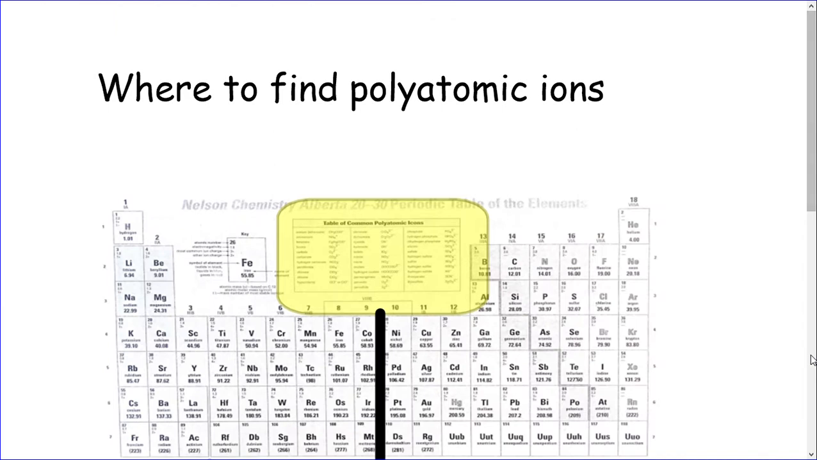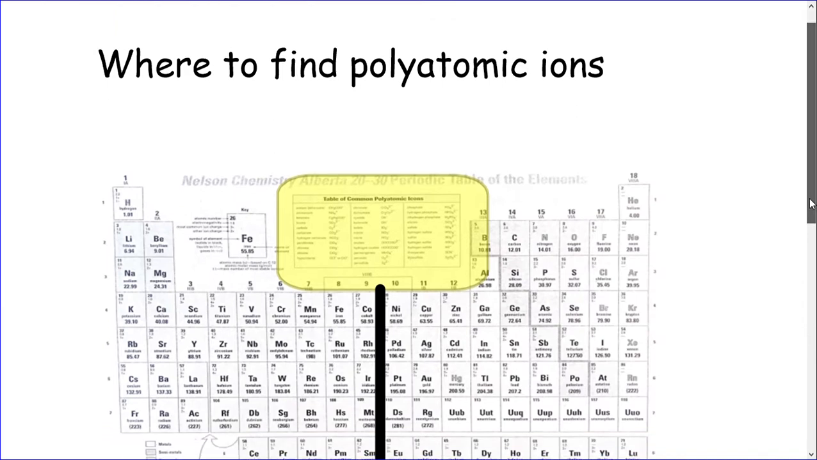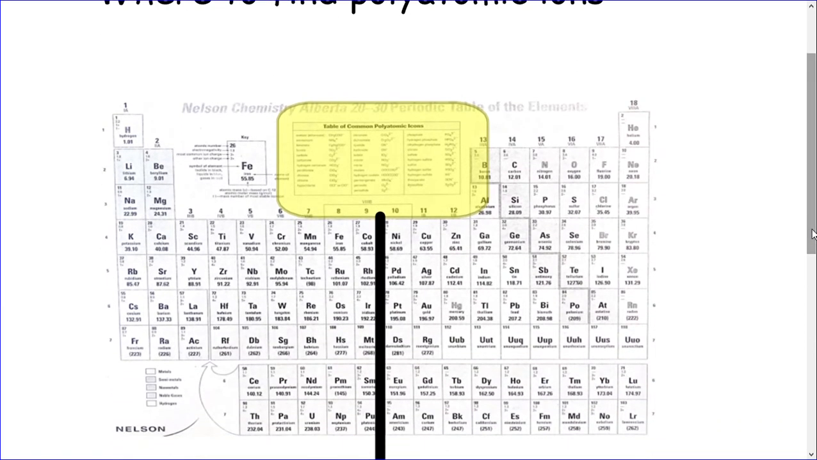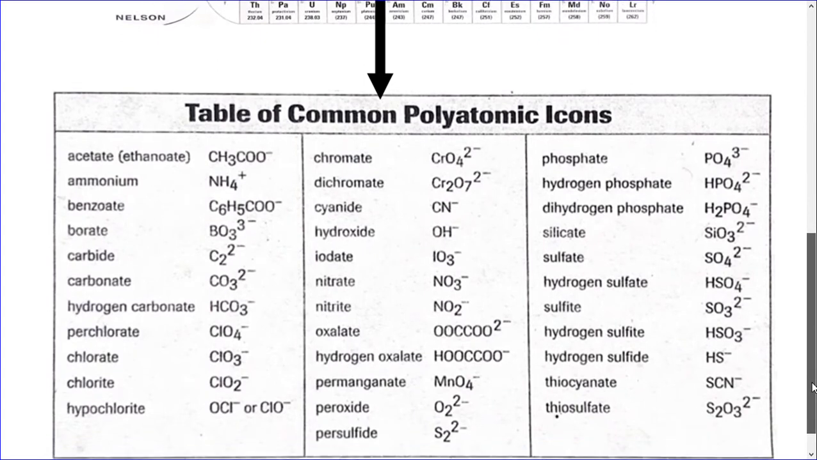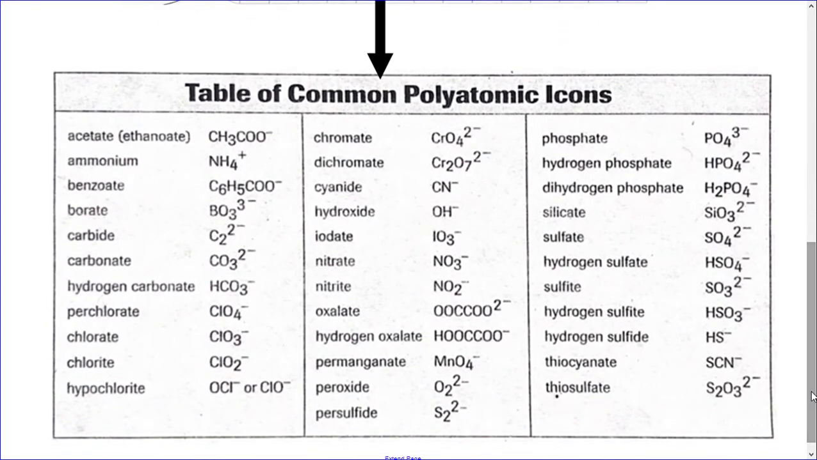So where can we find these? On your periodic table, on the version that you have, when you take a look in the middle part, you're going to see a little column. Three columns, I guess, and it says polyatomic or table of common polyatomic ions. So right here, and then if we scroll down to enlarge this, this is where we see all of our polyatomic ions and their charges next to them.